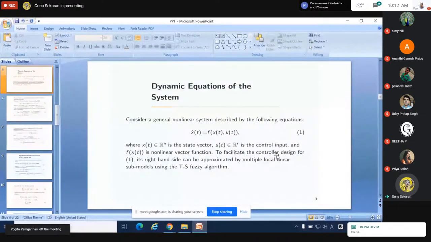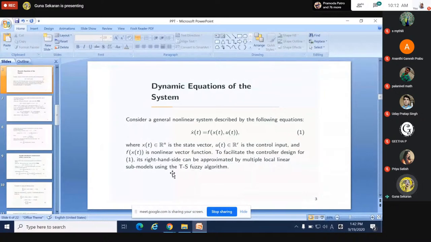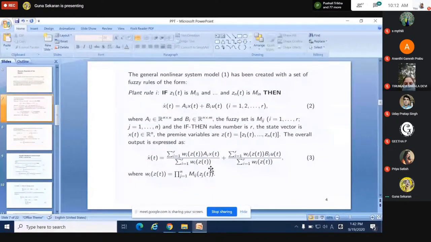To facilitate the control design, this is the right-hand side. For this right-hand side, you can use multiple linear submodels using the fuzzy TS fuzzy algorithms. Now, how to linearize the nonlinear system? We can use the TS fuzzy model. The general nonlinear system model has been created as a set of fuzzy rules.